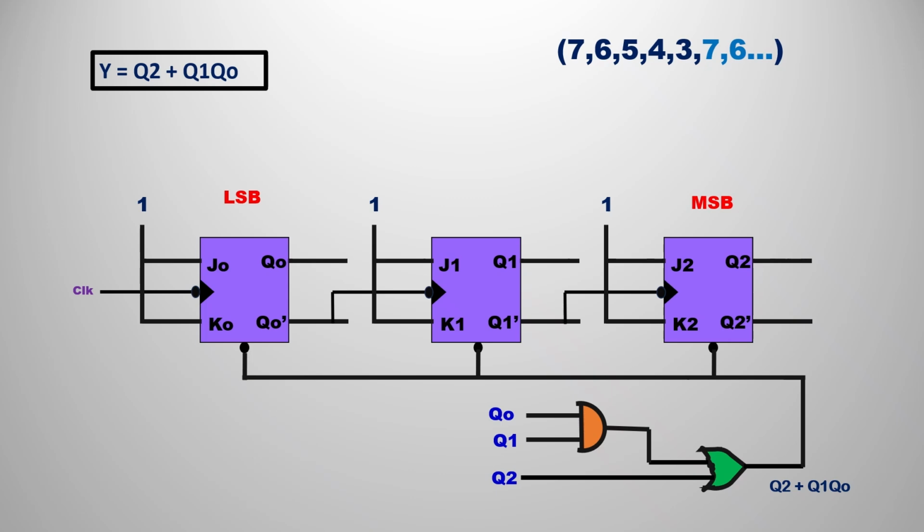Or if you know that, simply connect the preset logic that we have obtained, Q2 plus Q1 Q0, to the preset of the flip-flops. For that we need an AND gate and an OR gate, just join them like that.